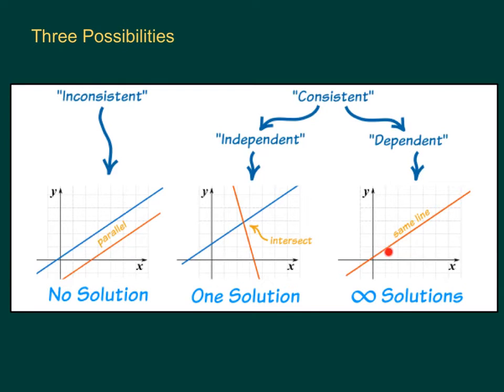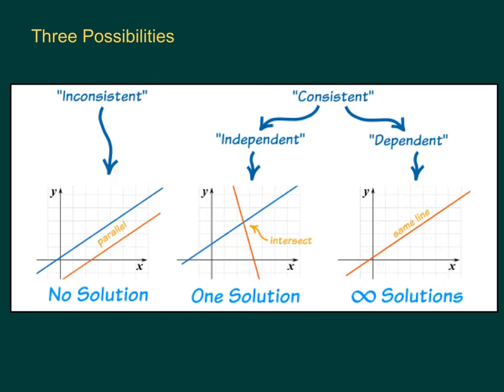It may be tough to tell, but there are actually two lines here. This is what we call a dependent consistent system. These two lines actually have the exact same equation. Maybe it's y equals 2x plus 4 and y equals 2x plus 4. It's the exact same line, so they overlap everywhere. They intersect at all of these different points. They have an infinite number of solutions. This is not the same as all real numbers, but it's the same kind of idea. There's more than one answer. There's an infinite number of them.